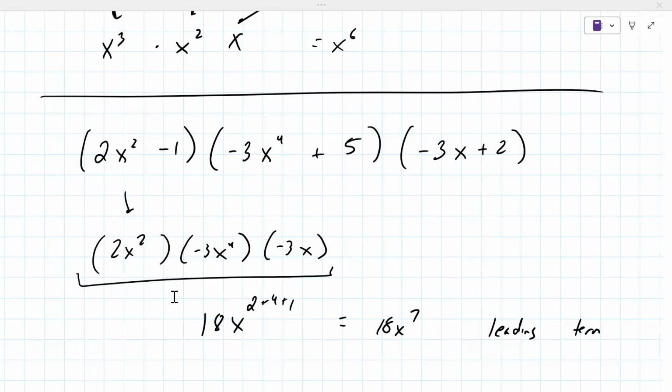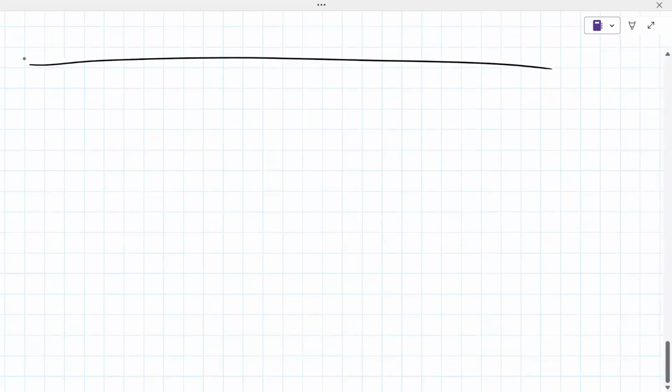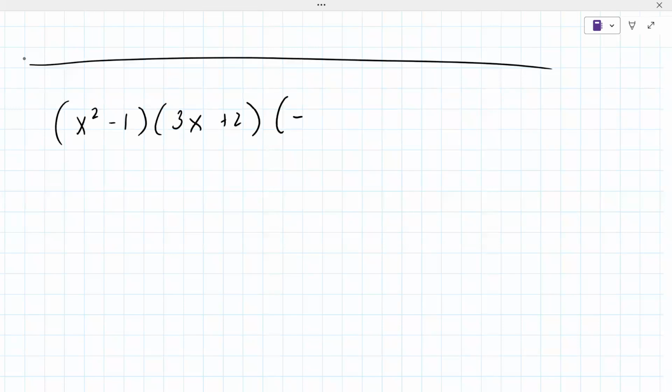All right, let's make one up here. x squared minus 1, 3x plus 2, minus 5x plus 3, times, I'll just put an x here out in front. Okay. What is the leading term?